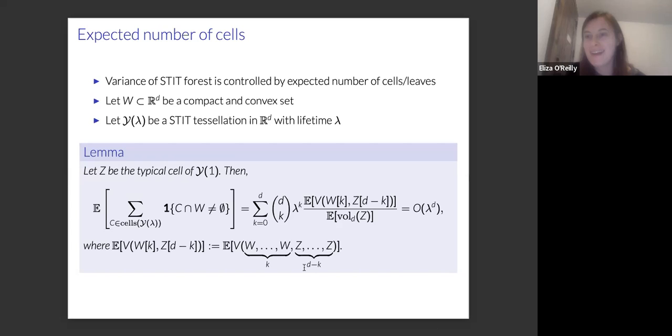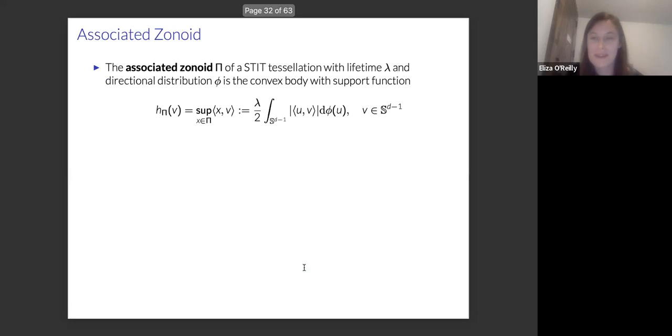So there's one more thing I want to tell you about before I get to our results, something that will show up in our statements. And that is another parameter of these stationary random stationary STIT tessellations. It's called an associated zonoid. So this is a now deterministic convex body whose support function is given by this integral that depends on the directional distribution and the lifetime.